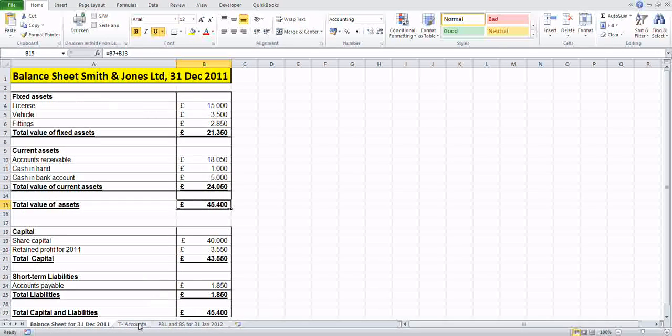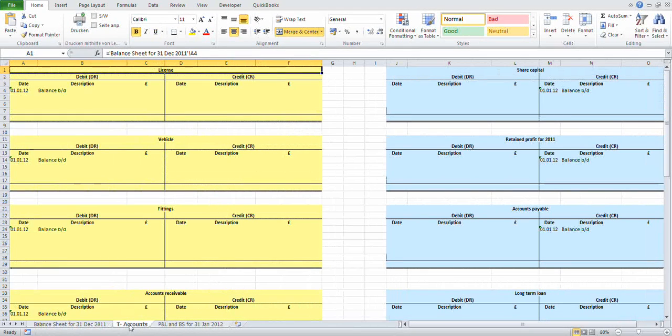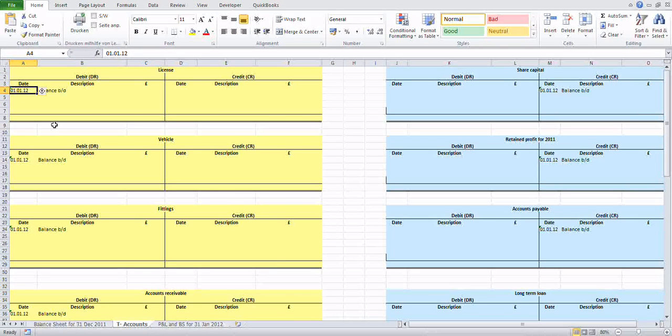And now we need to open the T accounts. We need to provide the opening values, the opening balances for the T accounts. So select the T accounts sheet. Let's start with the license. You see that in the license, on the debit side, there's already one position opened. Just the value is missing.